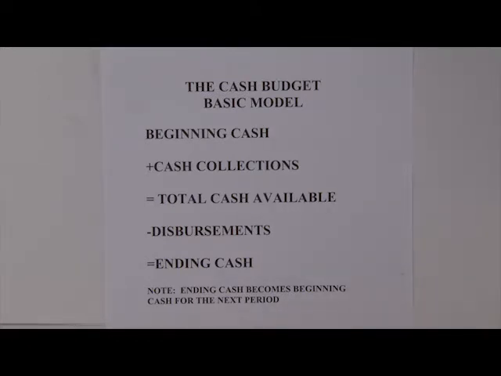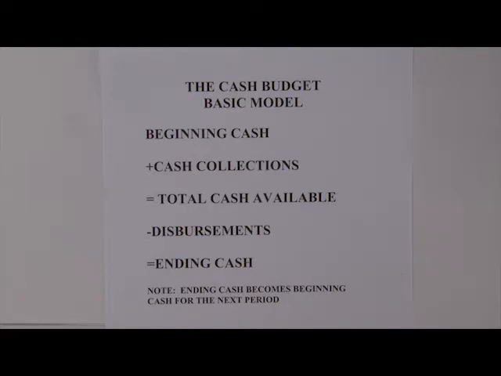So today we'll look at how we calculate these cash collections, and these come from our sales. So we see a direct link with the sales budget. For disbursements, we've talked about all kinds of things that the company is going to have to pay for, from purchases of materials to labor to SG&A. So there will be many different disbursements.